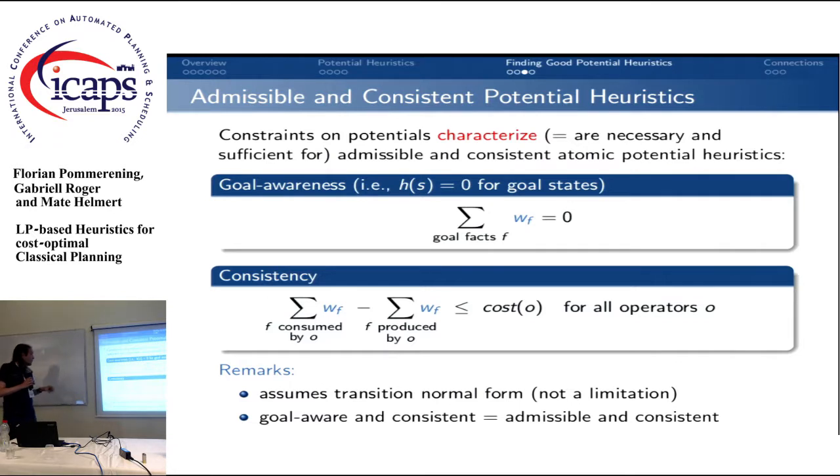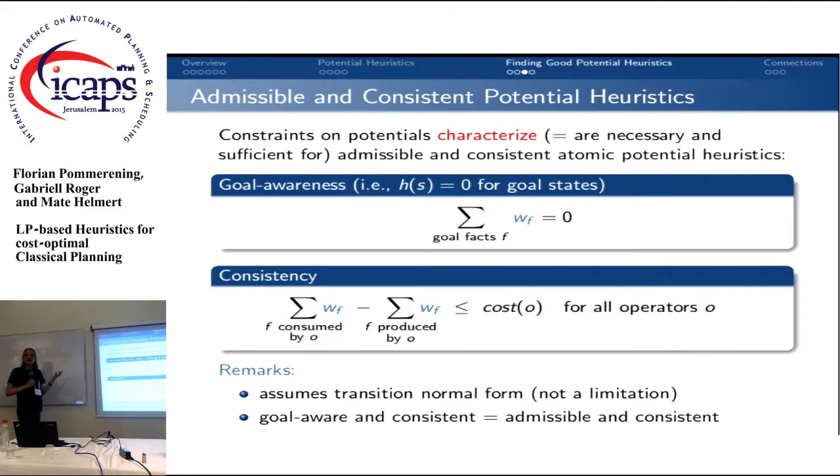Okay, so this basically says I have a very clear handle on what the admissible and consistent potential heuristics are. It's exactly the ones that satisfy these properties, and you will note that these are just linear constraints. This is a linear inequality. This is a linear equality, which can be written as two inequalities, less or equal to 0 and at the same time greater or equal to 0. So this is almost a linear program. What is missing yet is the optimization function.